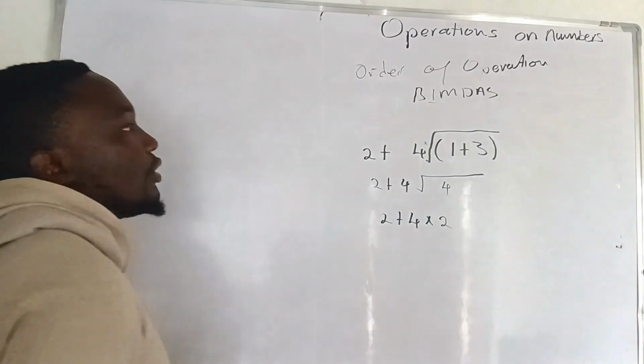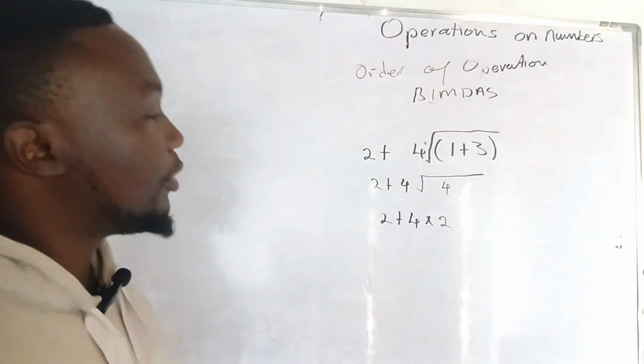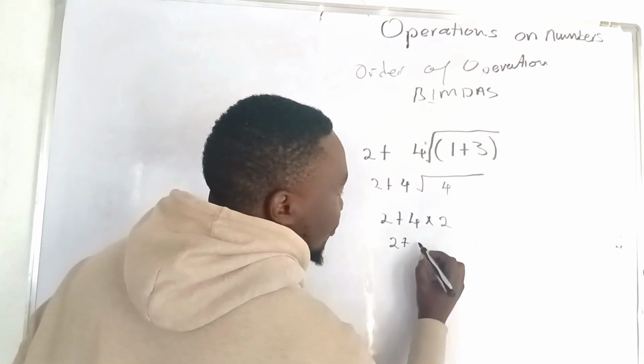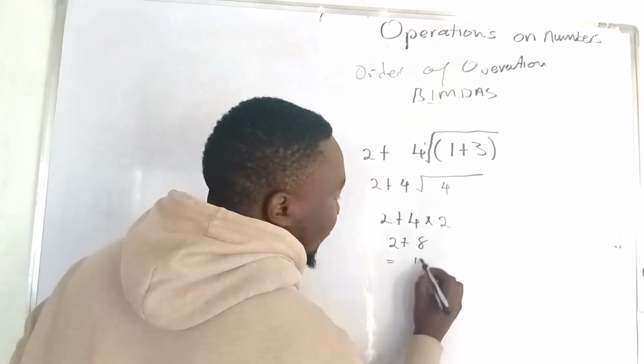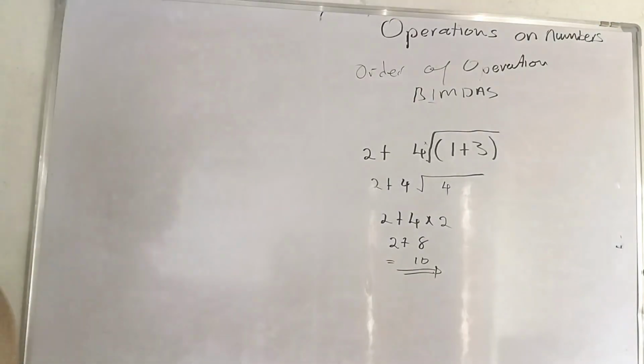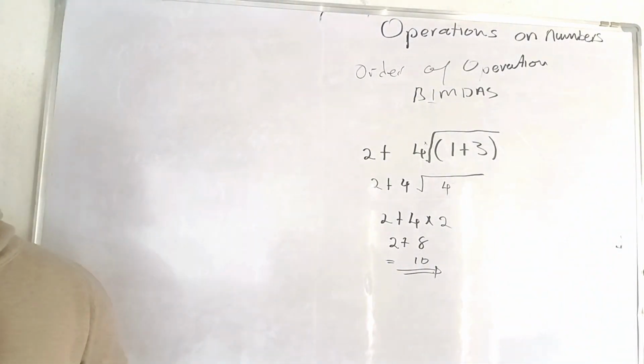2. After the index, you do your multiplication. So you are going to have 2 plus 4 times 2, which is 8. So you are going to have 10, which is your answer. That's how we do order of operation.